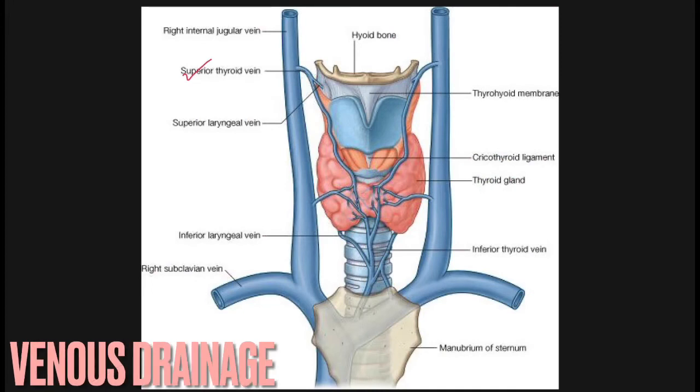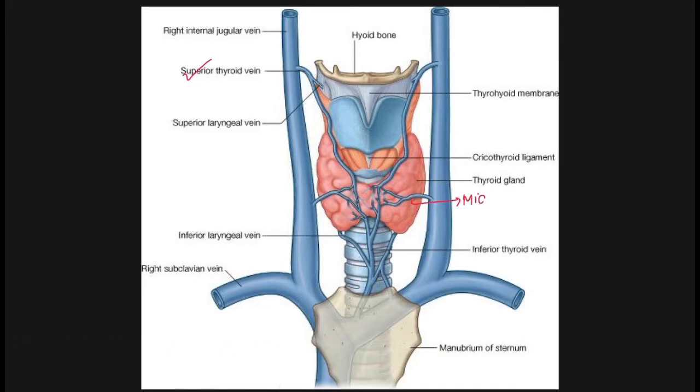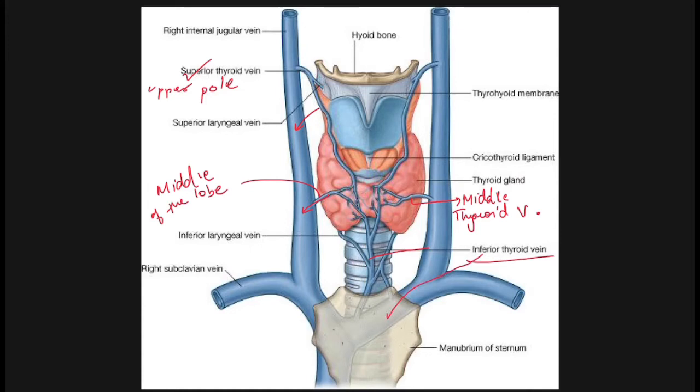Coming on to the venous drainage, the thyroid gland is drained by the superior thyroid veins, the middle thyroid veins, and the inferior thyroid veins. The superior thyroid vein usually emerges at the upper pole, passes along with the superior thyroid artery and drains into the internal jugular vein. The middle thyroid vein emerges at the middle of the lobe, and similarly it also drains into the internal jugular vein. Then the inferior thyroid veins emerge at the lower border of the isthmus in front of the trachea. They form a plexus and drain into the left brachiocephalic vein.